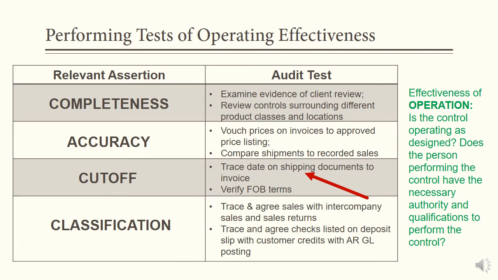I've got an arrow on the slide pointing to one that could be considered a dual process test, tracing dates on shipping documents to invoice. On the one hand, this is a test of control. It should be done to prevent and mitigate the risk of material misstatement, but it's also a process that's performed evaluating the valuation assumption and the existence assumption.